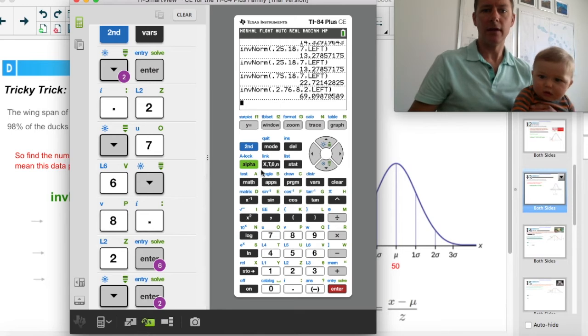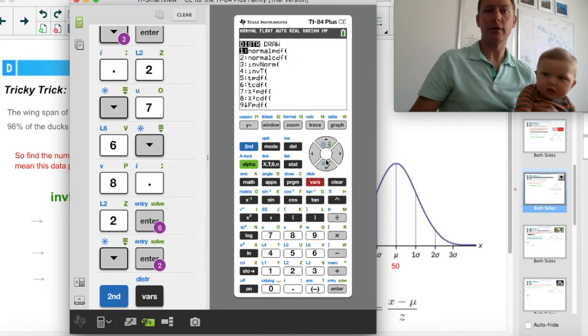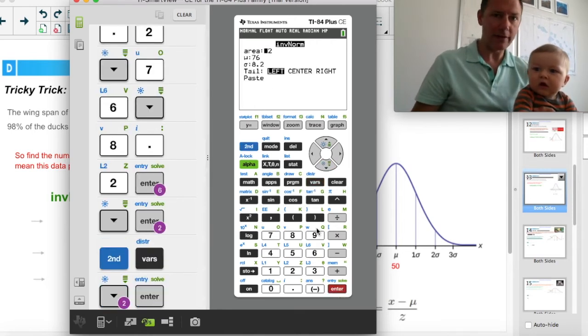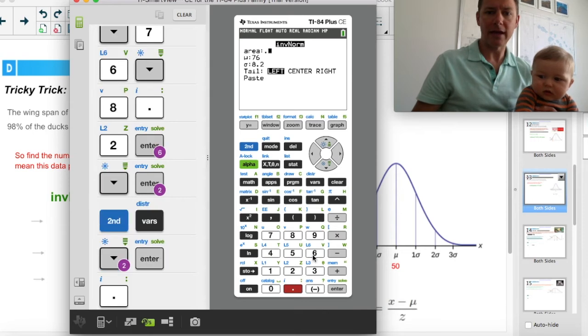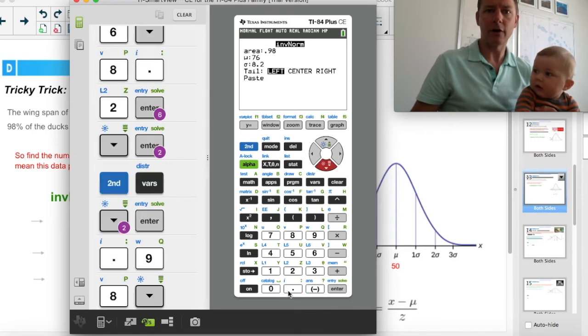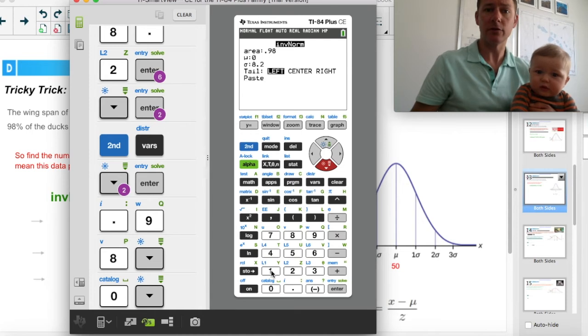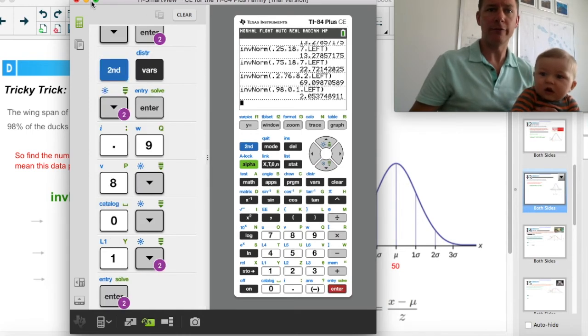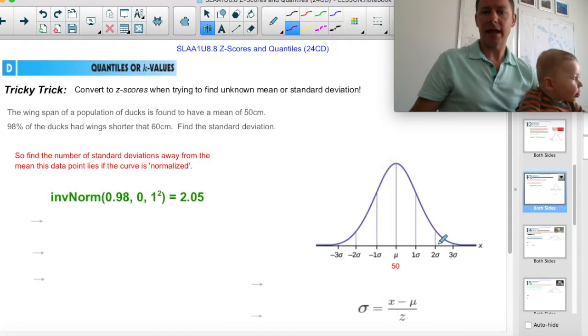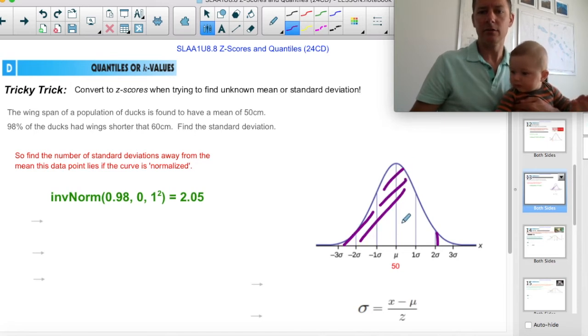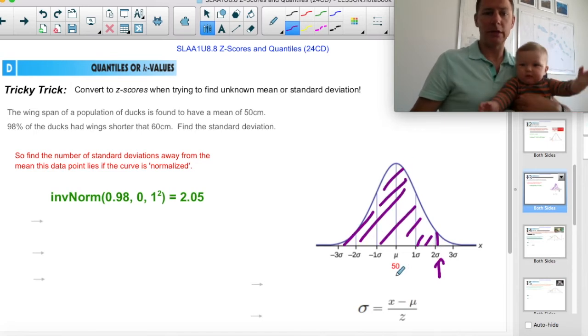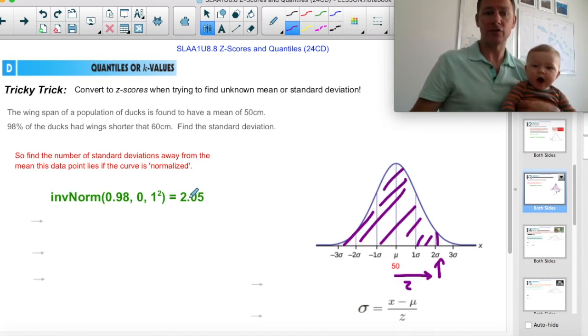You say second distribution, inverse normal. And we want 98%, but we want to talk about the most basic curve, the standard normal. So mu is 0, standard deviation is 1. 2.05, that means that something that has 98% of the data below it, whatever that location is, will be about 2 standard deviations above the mean.